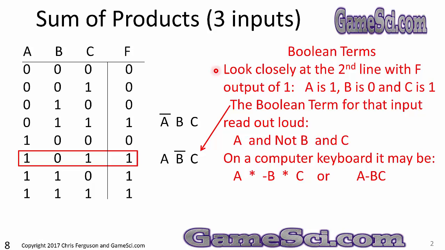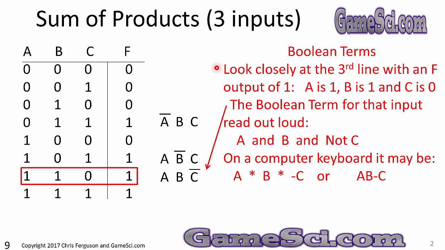Look closely at the second line with F output of 1. A is 1, B is 0, C is 1. The Boolean term for that input read out loud: A, and not B, and C. On a computer keyboard, it may be typed here or this.